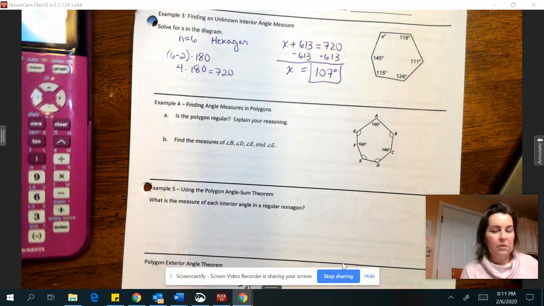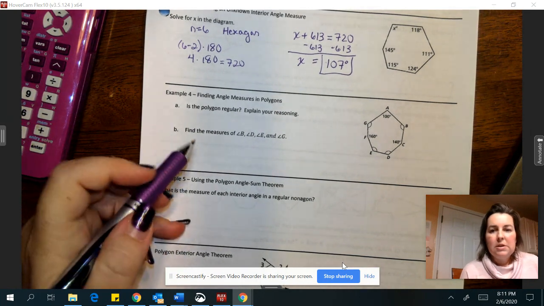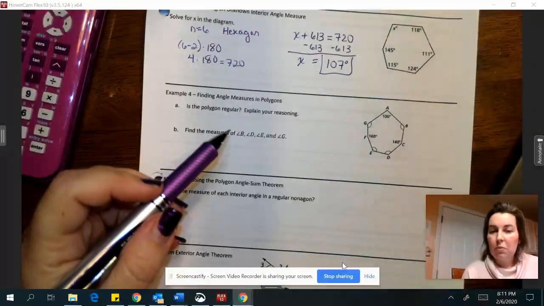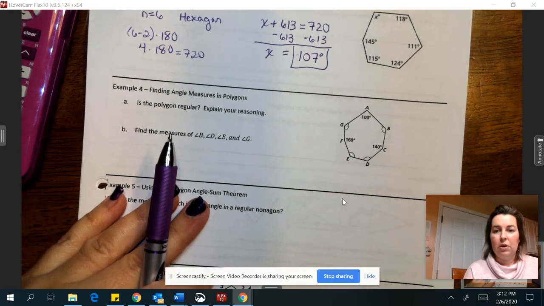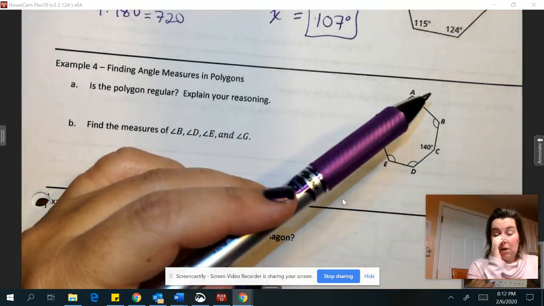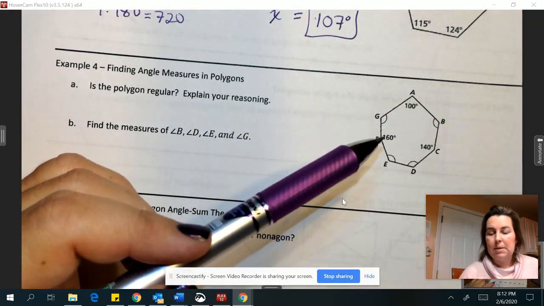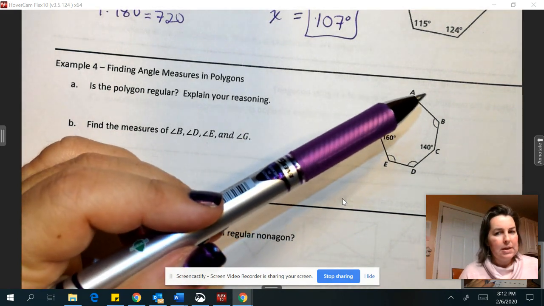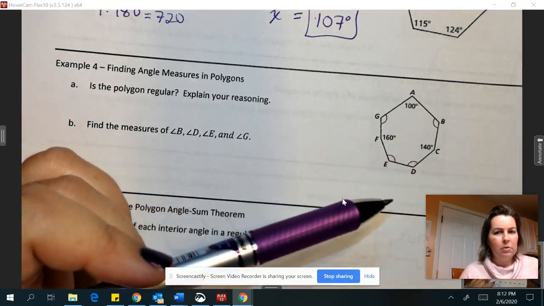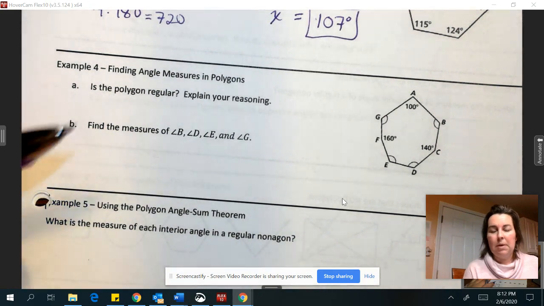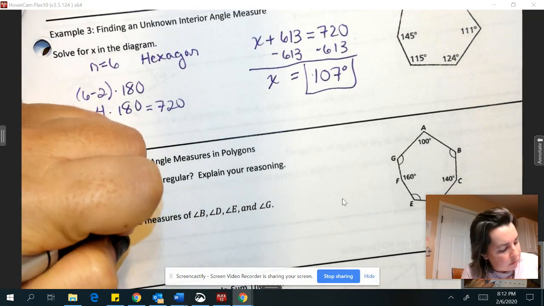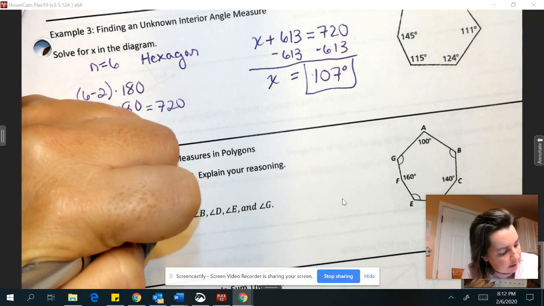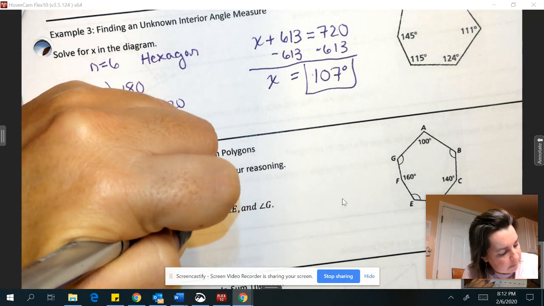Okay, we're going to do example 4 and 5 for this video. So this is asking, is the polygon regular? And explain your reasoning. So looking at this, I know that the definition of regular is that the angles and the sides have to be the same. So just looking at this, the angles definitely aren't the same. We don't know anything about the sides, but it doesn't matter because the angles aren't the same. So I'm going to put no because the angles are not the same.